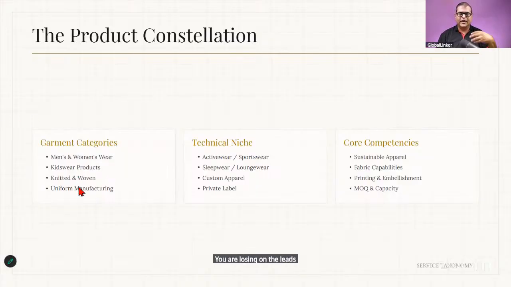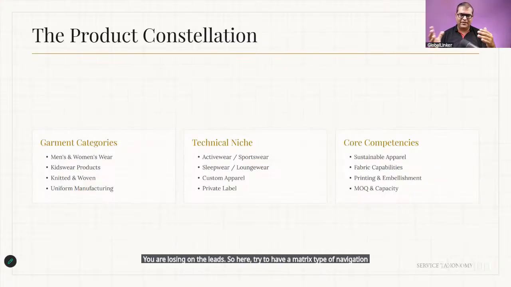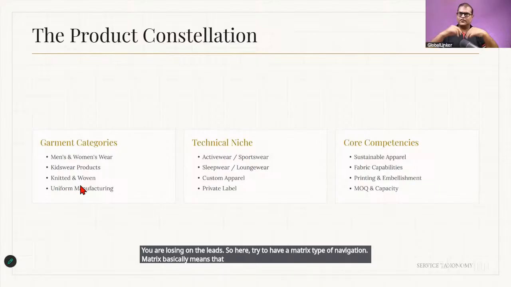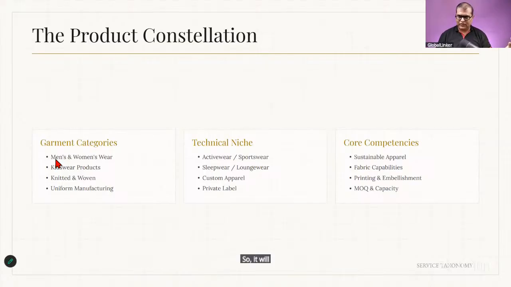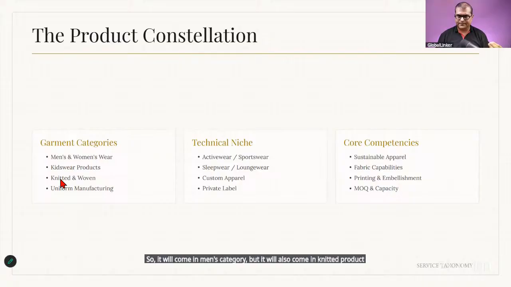So here, try to have a matrix type of navigation. Matrix basically means that you're approaching the same product from different paths. For example, there's a men's sweater. So it will come in men's category, but it will also come in knitted product category, right?